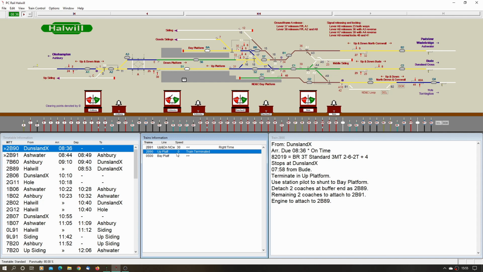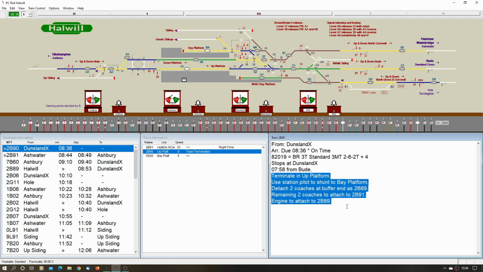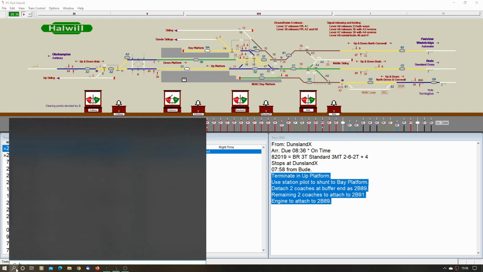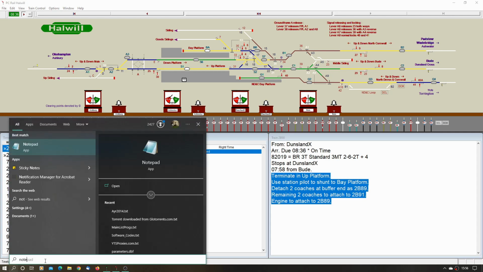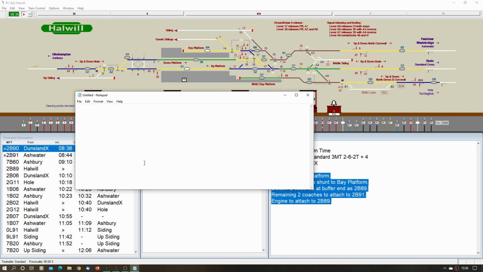Yeah, we shouldn't lose the notes when he changes to 5Z01. It's probably when we start shunting the train. I'll try to remember what it is. If you can't remember, I'll tell you what we can do. Click on Notepad and paste the notes into there.